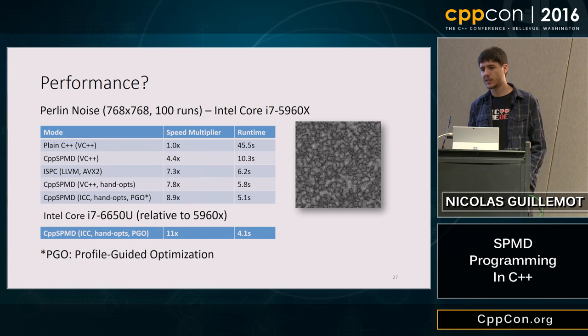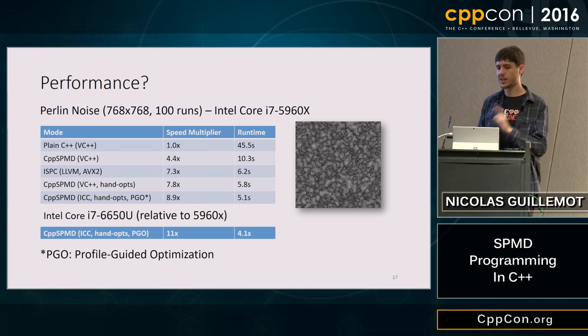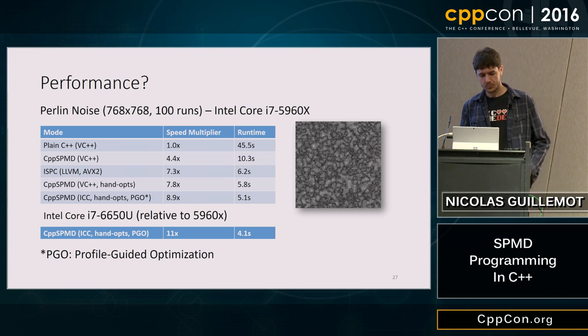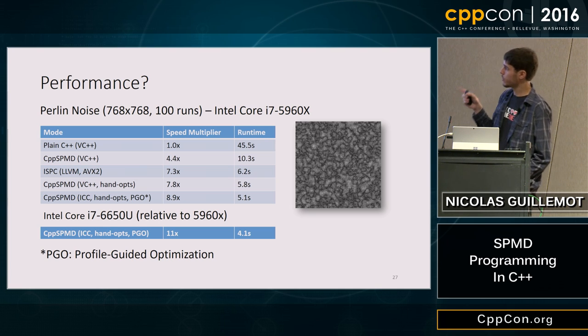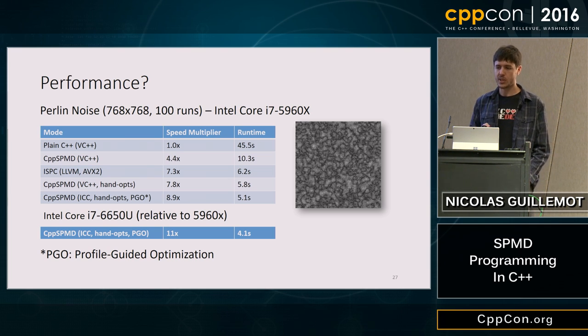What I did basically is I took the sample programs from the ISPC examples folder, which contains an implementation in C++, and an implementation in ISPC. I took those programs and ported them, and created a CBP SPMD version of those programs. And I used that to compare the performance. Starting off with the plain C++ code, I ran this noise function code 100 times, I think. And that took 45.5 seconds, which is actually a pretty long time. Porting it directly to CBP SPMD lowered the runtime down to 10 seconds, which is like a 4x speed up right off the bat, which is actually pretty good.